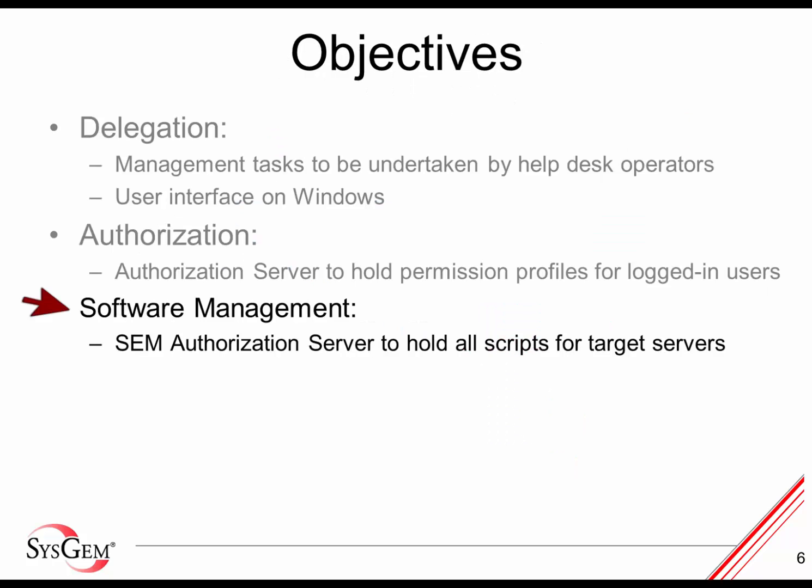Software management. All scripts that run on target machines are held in one location, at the SAM authorization server. Updates to scripts and the customization of scripts are concentrated in this one central location. Scripts appropriate to the transaction type are transmitted with every communication message from the authorization server to the remote managed servers. So software upgrades are self-propagating from the central authorization server to all remote managed systems.